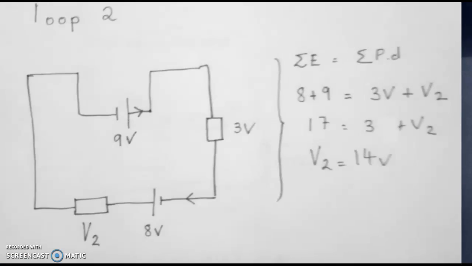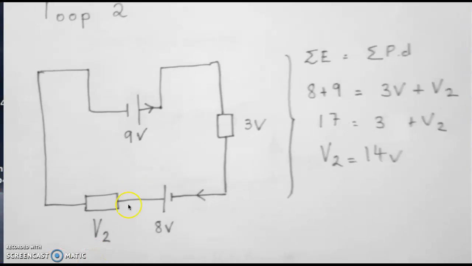If I bring in the other loop, I can see that there are two EMFs. And I'm going to follow the conventional direction this way. And what I can see is that I've got an EMF of 9 volts plus 8 volts here, which gives me 17. That is my EMFs. My PDs are 3 volts plus V2. Added together, these two must equal 17. So the answer is, when I do the maths, the unknown V2 equates to 14 volts.